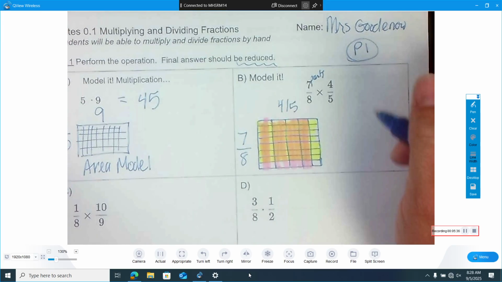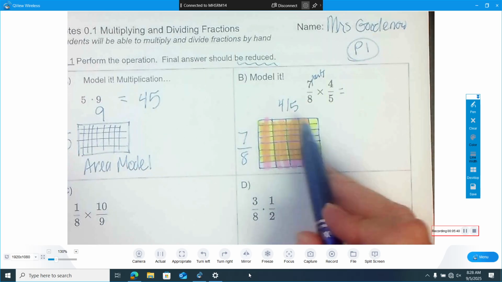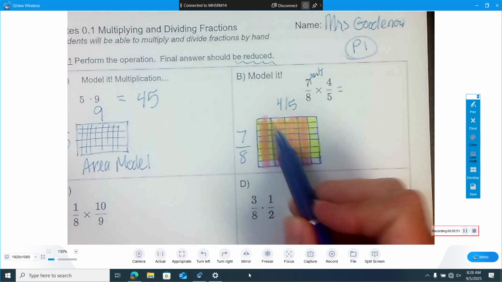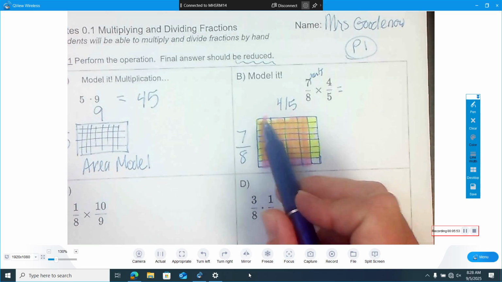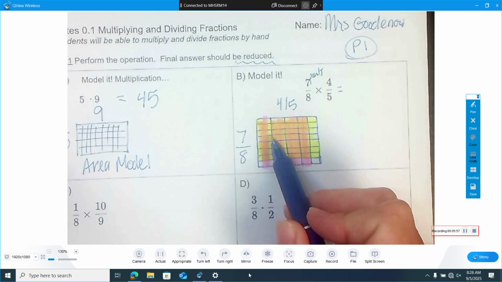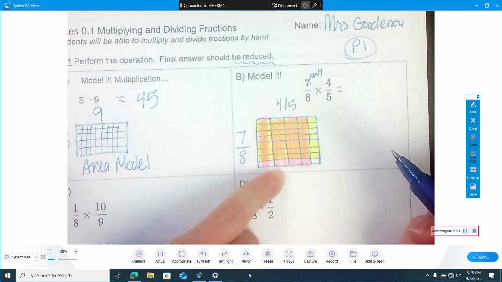So now, how many pieces are overlapping? Where is the orange? Because pink and red make orange. Or sorry, yellow and red make orange. How many of those orange pieces are there? 32. Not quite. So don't count the bottom here because those are just pink.